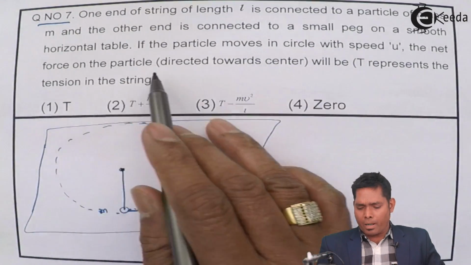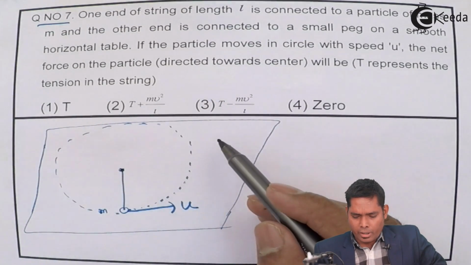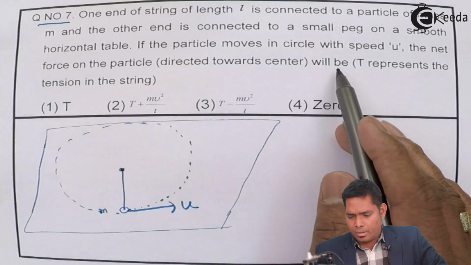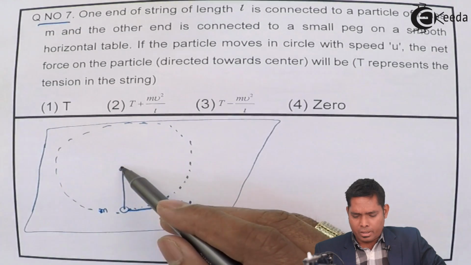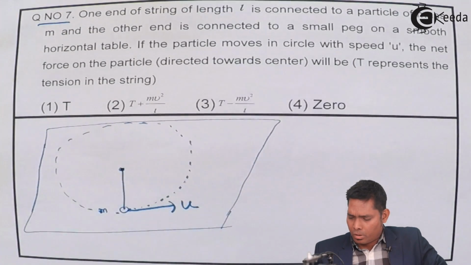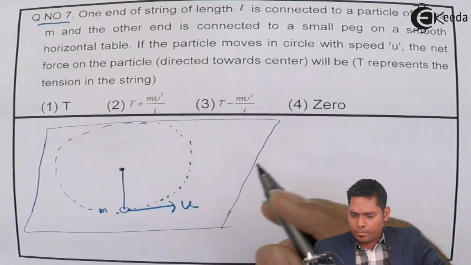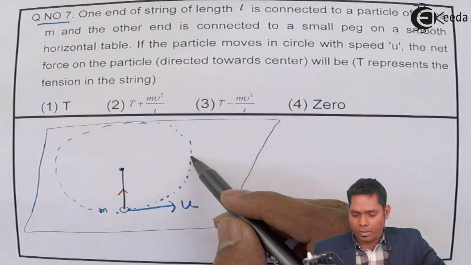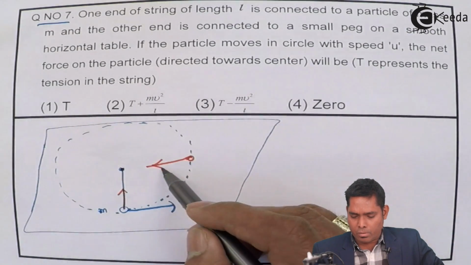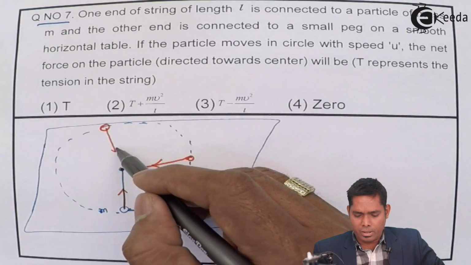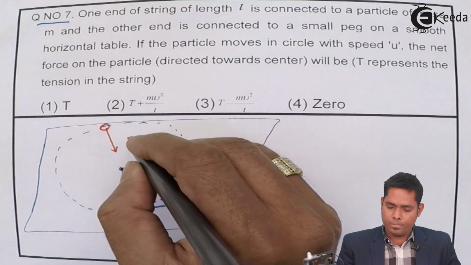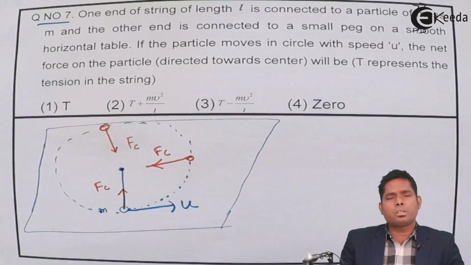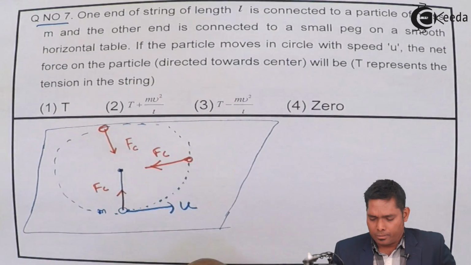The net force on the particle directed toward the center will be, what is the net force toward the center? When it is here, the net force will be toward the center because the speed is constant. There is only one force which will act. Wherever the particle is, the force is always directed toward the center. That is known as centripetal force, which is responsible for the circular motion of this particle.